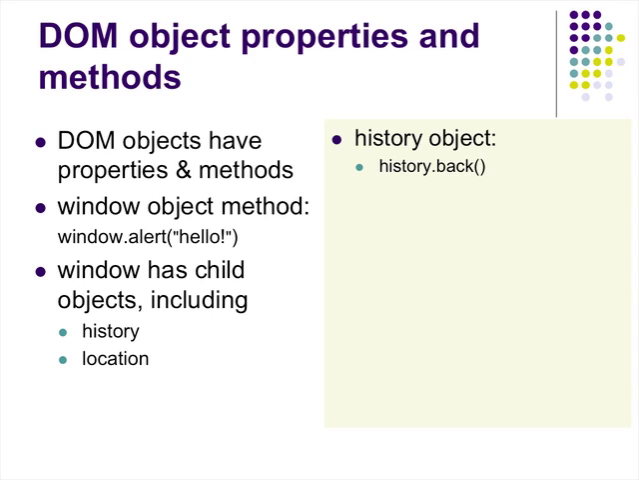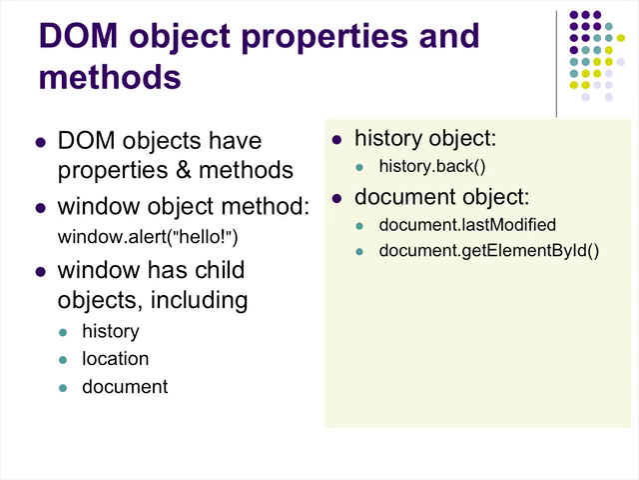The window has other child objects. So one of them, for instance, is location, and another one is the document itself. And that document object also has properties or methods. So one of its properties is last modified. In other words, the date that the document was last modified. So let's see an example of how we could use and reference a DOM object.